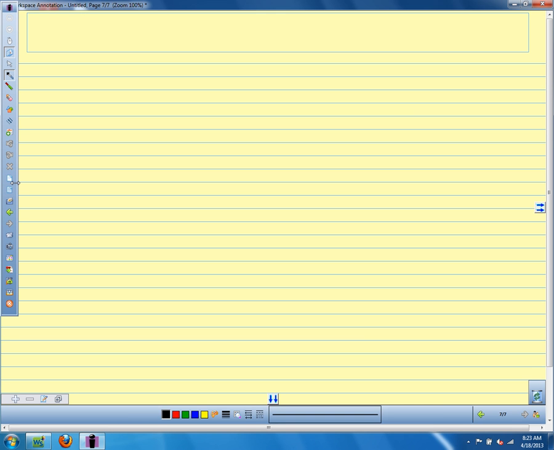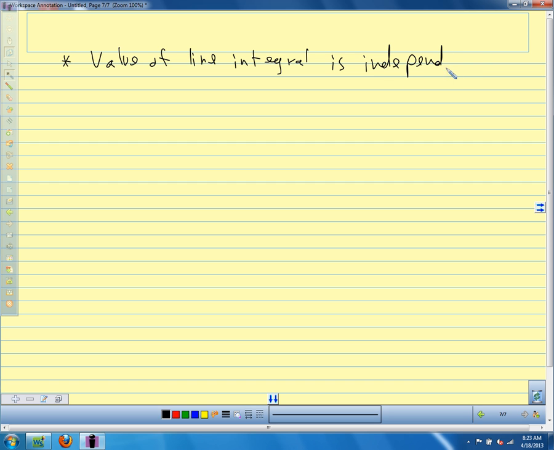The value of a line integral is independent of the parameterization of C. So we can parameterize C any way we want. The value of the line integral is going to be independent of the parameterization. But the orientation of our curve matters. Depending on how we parameterize our curve, the parameterization introduces an orientation. We're saying this is the positive direction.